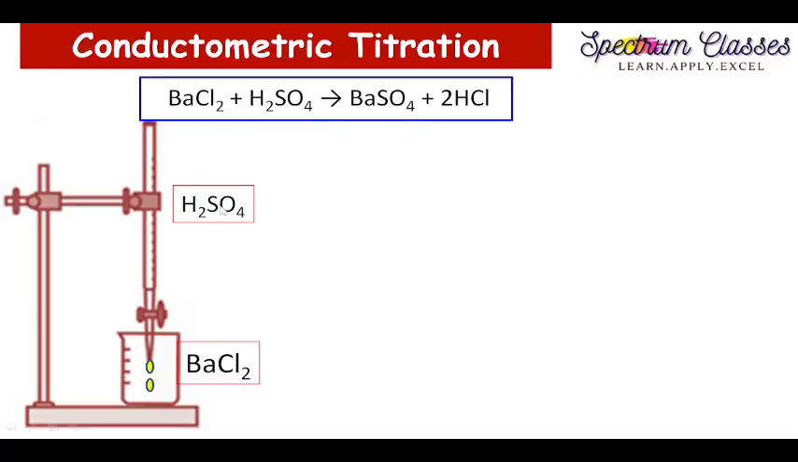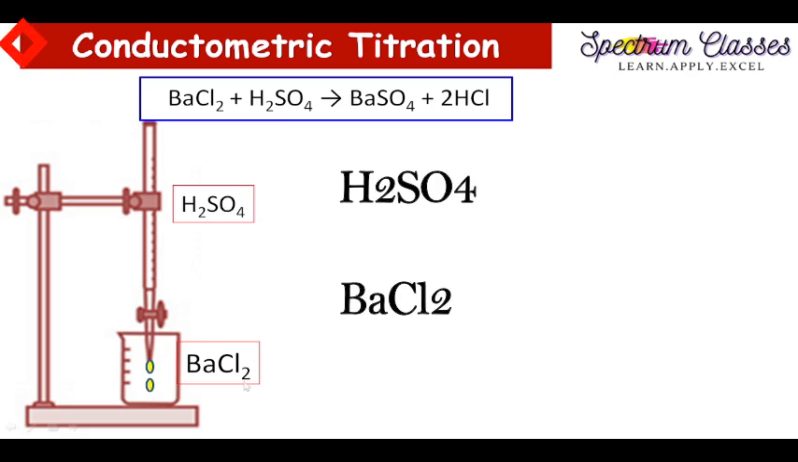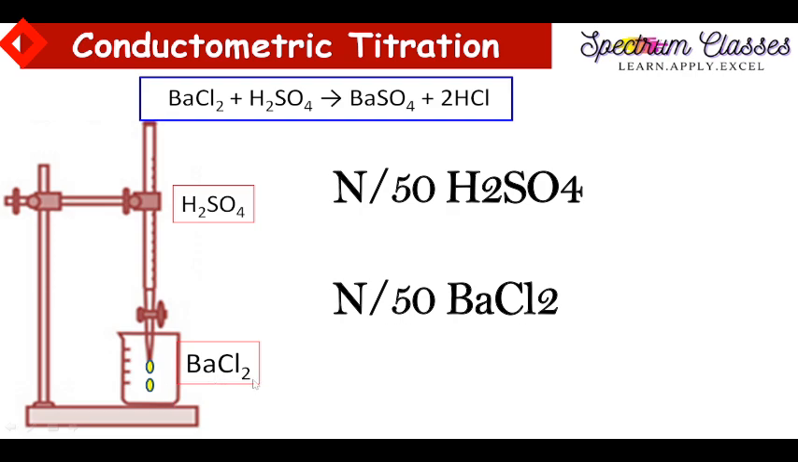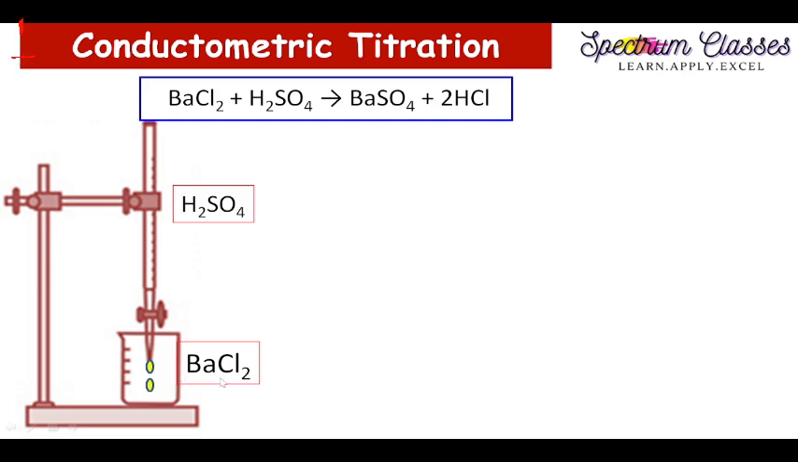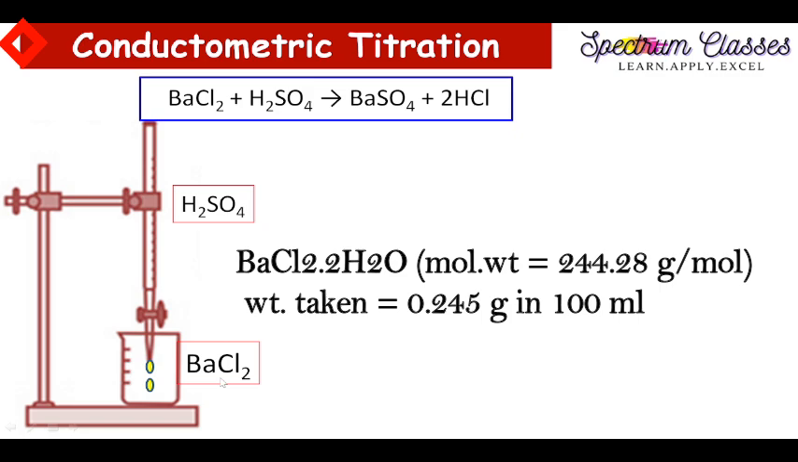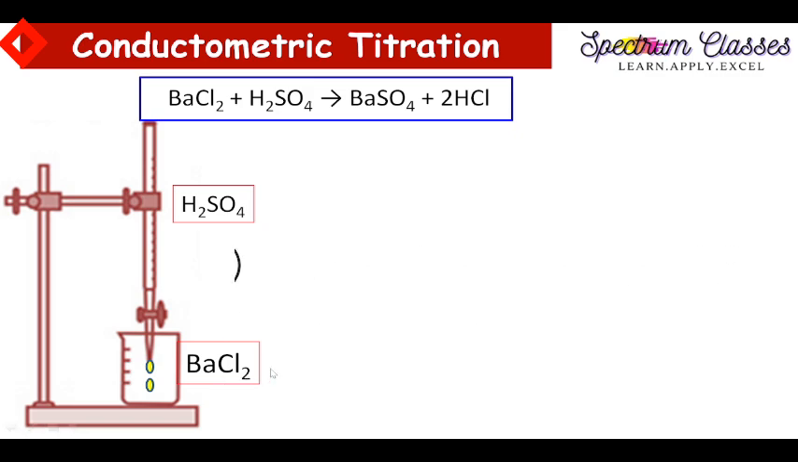The H2SO4 concentration which I have taken here is N by 50 H2SO4 solution, and the barium chloride dihydrate solution I have prepared 0.02 normal solution, right? And I am going to determine the concentration. Here we are getting the precipitate formation. Now we are going to see the lab activity which is going to happen over there.